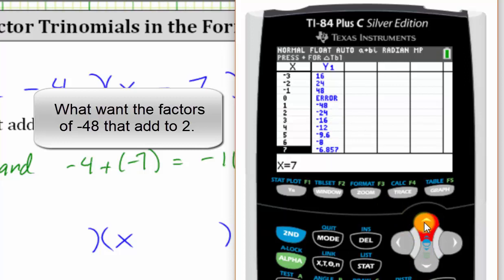Well, notice here we have positive 6 and negative 8, which give a product of negative 48, but positive 6 plus negative 8 is negative 2. We need a sum of positive 2. So let's go ahead and keep going. And notice here we have 8 and negative 6. 8 times negative 6 is negative 48, and 8 plus negative 6 is positive 2. These are the two factors we need in order to factor the given trinomial.